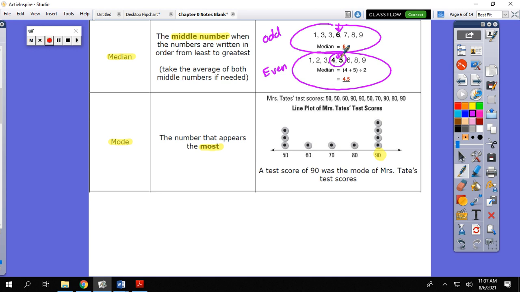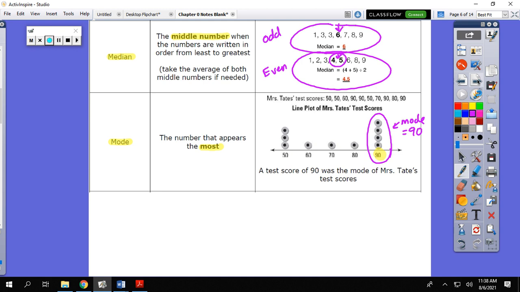Finally, the third measure of central tendency is the mode. The mode is simply the number that occurs the most often. If we look at the data set here on the right, Mrs. Tate had test scores of 50, 50, 60, 90, 90, 50, 70, 90, 80, and 90. We've taken that information and turned it into a dot plot. As we see, there were 3 students that got a 50, but there were 4 students that got a 90. So our mode is 90, because that one occurred more than any other.